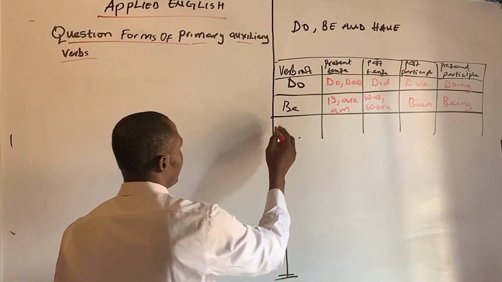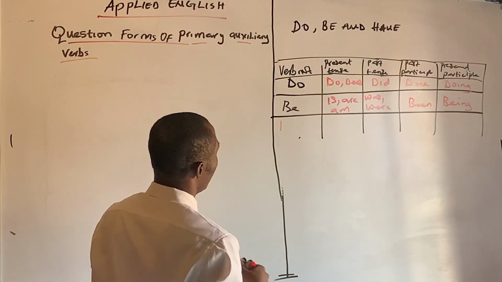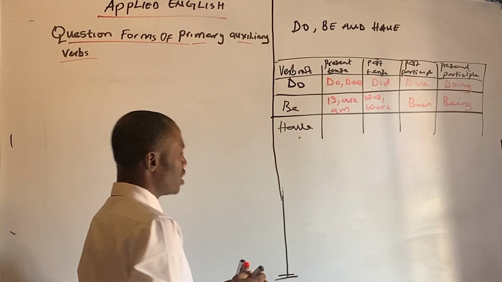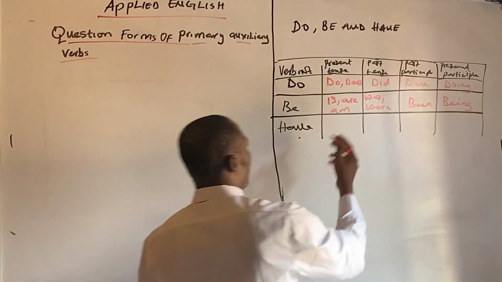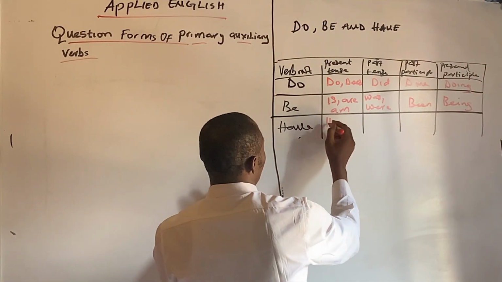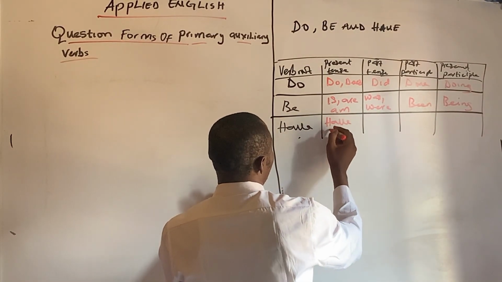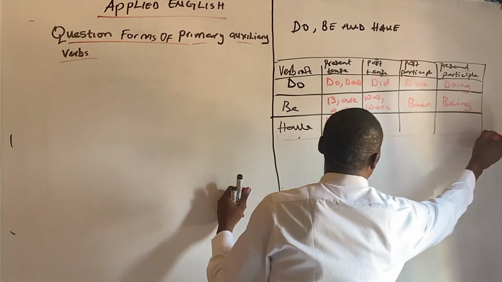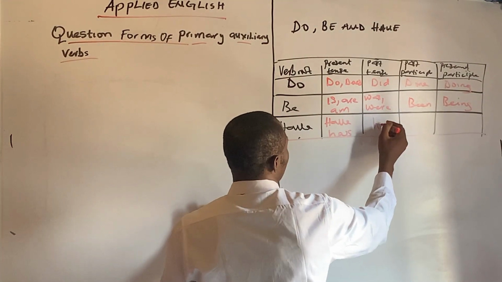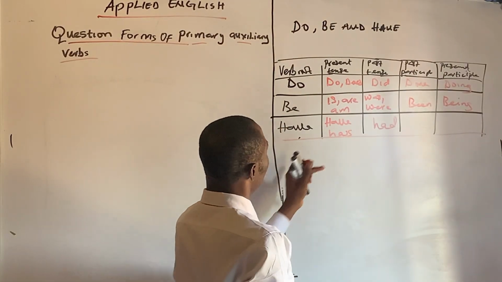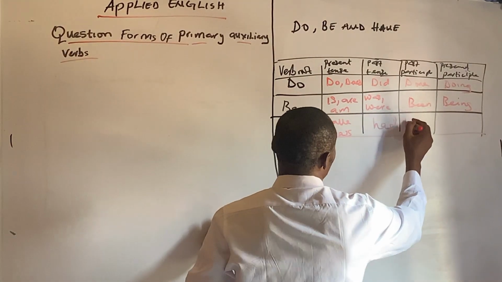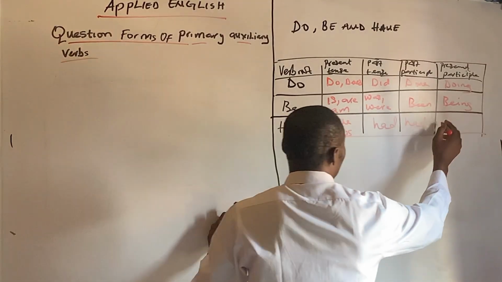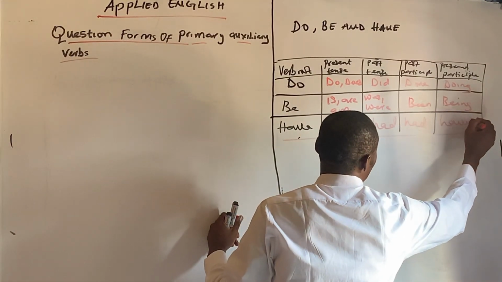The next one is have. What's the present tense for have? The present tense for the verb have remains have and has. All right, the past tense is had. The past participle is had. The present participle is having.